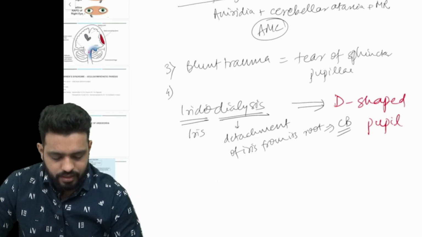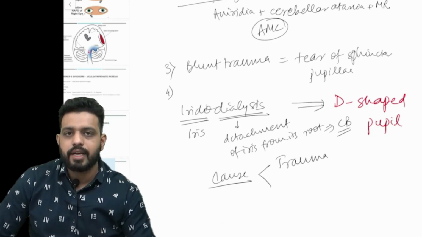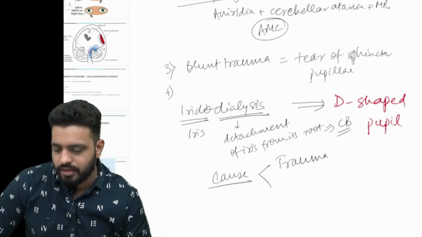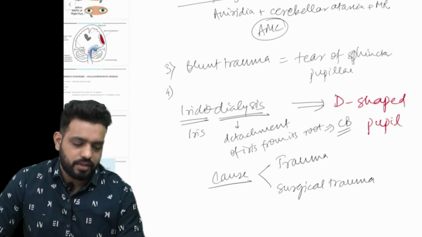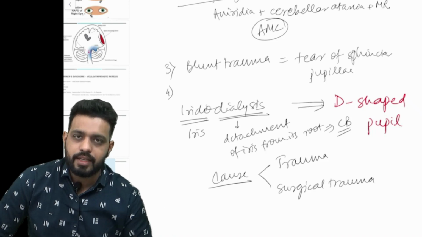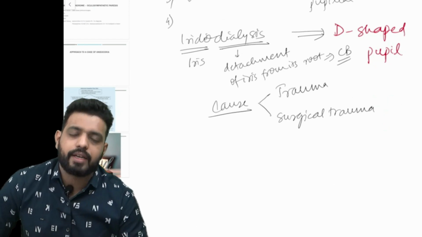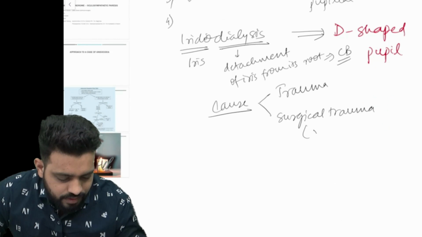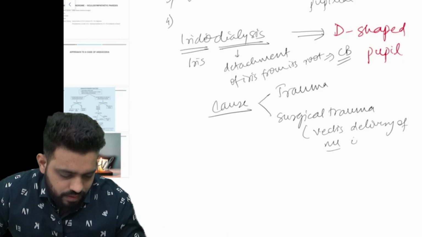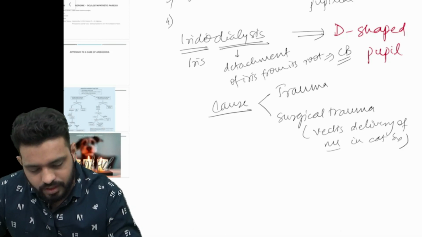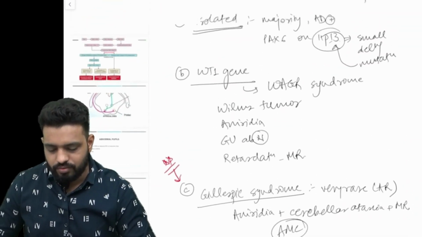The most common cause, can you guess? Very simple, it is trauma. If there is very forceful trauma, the iris will get pulled straight out from its insertion, the root of insertion, which is the ciliary body, and it can also be caused due to surgical trauma. If surgery is not very meticulous, there's a lot of manipulation inside the eye, the iris gets detached from the root. A very common step of cataract surgery where this iridodialysis happens is vectis delivery of nucleus in cataract surgery. Remember, again, this is a high yield. You can note this. Okay, now let's have a look at how it looks.